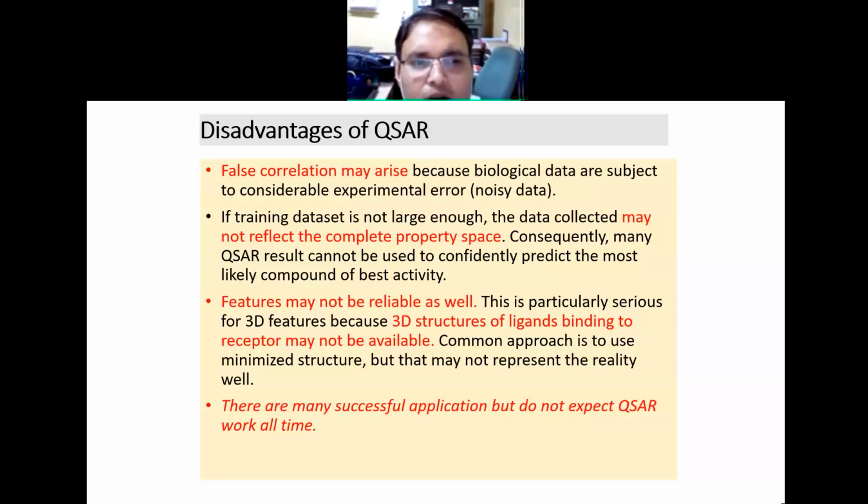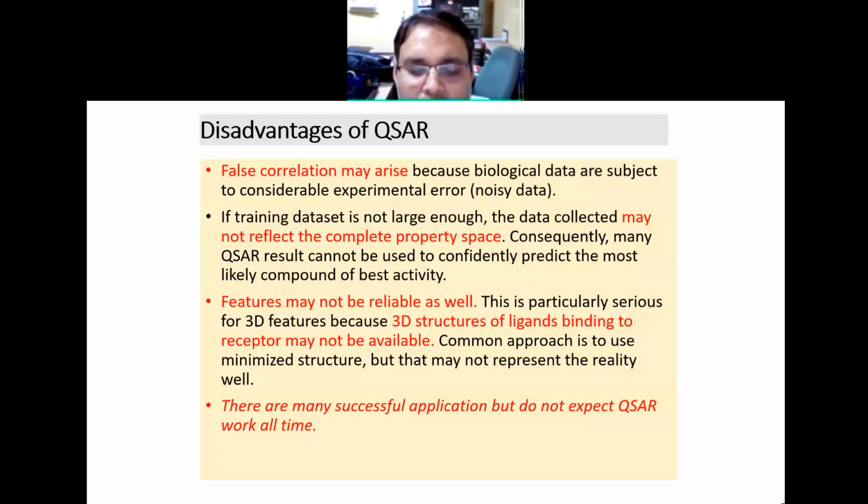Data collected may not reflect the complete property, and this way, the results cannot be used confidently to predict the biological activity of unknown compounds. So this is a very important drawback of the QSR model. Because in natural compounds, if you see the drugs for a specific disease, there are not so many drugs available, like in the Corona case.